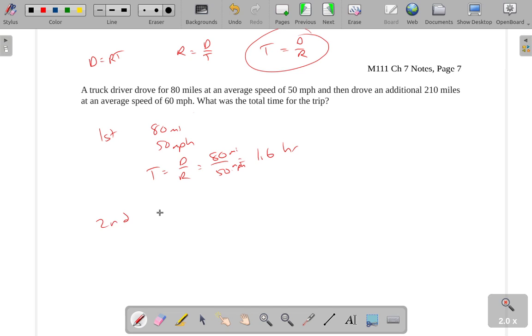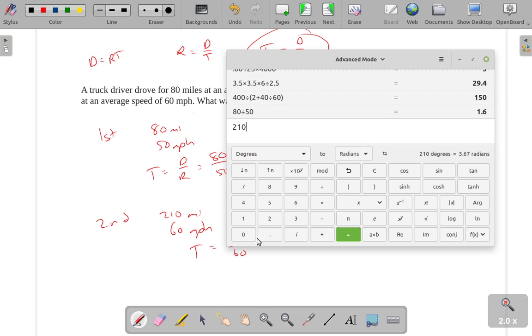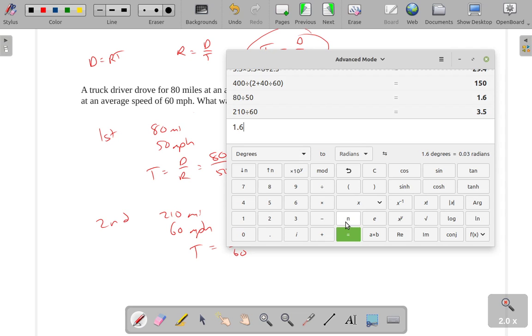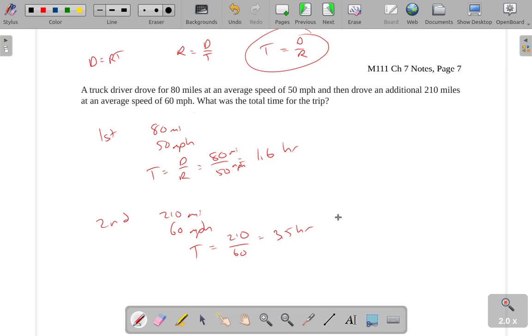The second part of his trip, 210 miles at 60 miles per hour. I would do the same thing. I'd say t is equal to 210 divided by 60. 210 divided by 60 gives me 3.5. Again, that's in hours. So in total, the first part of the trip took 1.6, the second part of the trip took 3.5, in total 5.1 hours. That's how long the total trip took.